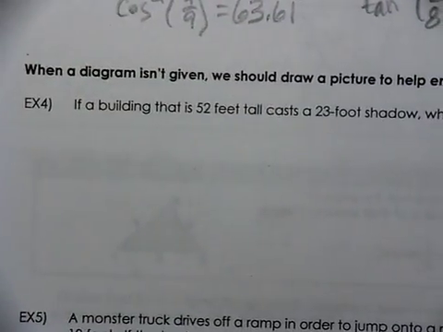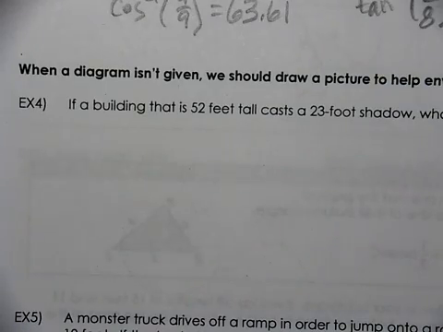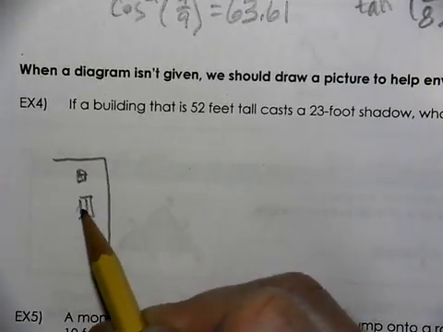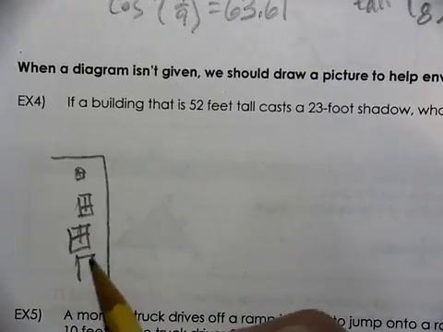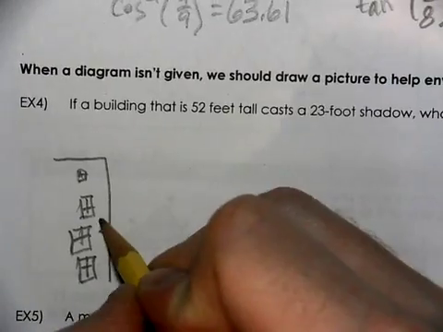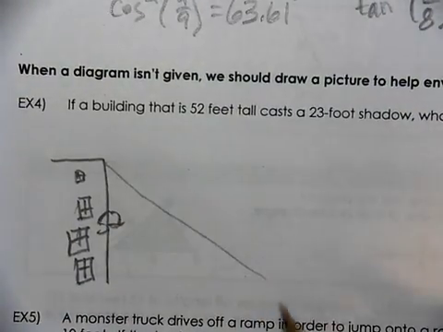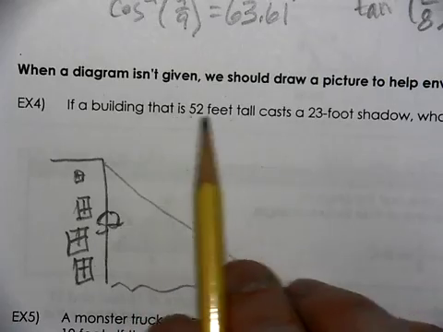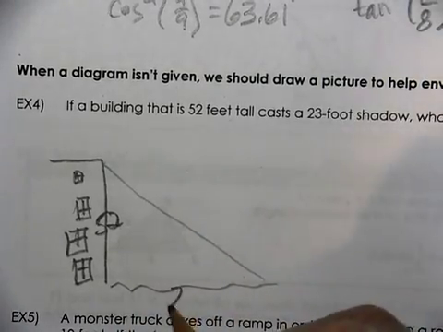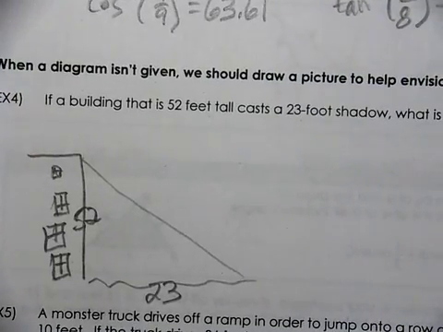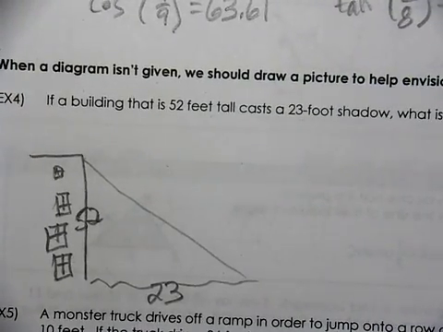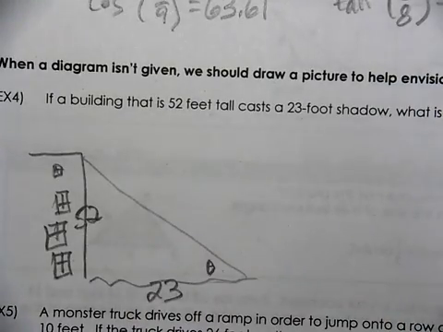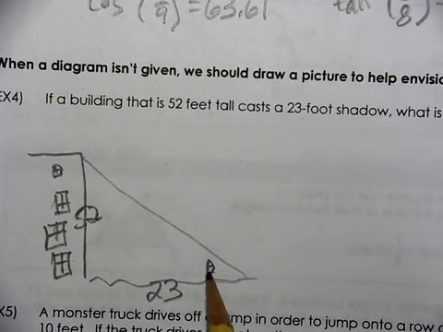Two word problems. If a building is 52 feet tall, so we have a building here. There's all the windows on our building. That is 52 feet tall. It casts a shadow down. So here's the shadow. It's a 23-foot shadow. We're supposed to find the angle of elevation. Well, the angle of elevation is that with your horizontal and the ground, looking up at the top of the item. So that's your angle of elevation.